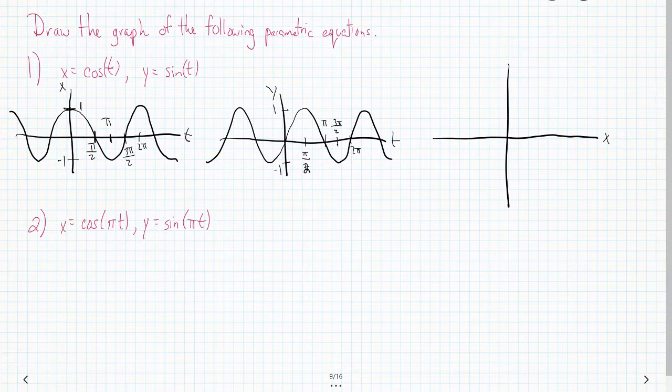And so now when we're trying to draw x and y, put our x here, put our y there. Let's think about what happens. So when t equals 0, our x value is 1 and our y value is 0. So just a little FYI, t equals 0 implies, well, our x value is 1, our y value is 0.